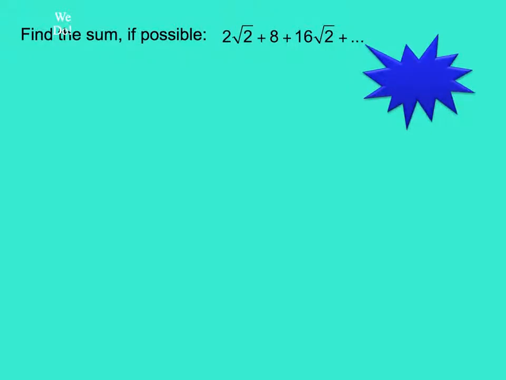I'm going to treat this like another I do. Find the sum if possible. Okay, so here I need to check, is r less than or equal to 1? So I'm going to go ahead and do that first, because if it's not possible, then I don't have to find a sum, because we can't. So r, that is the second term divided by the first term. So my second term is 8. And my first term is 2 square root 2.